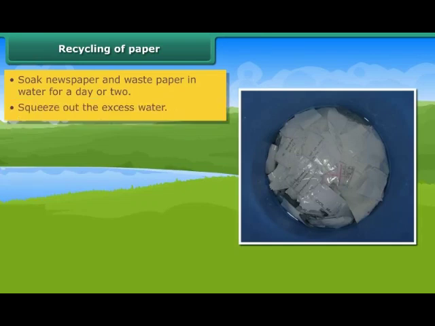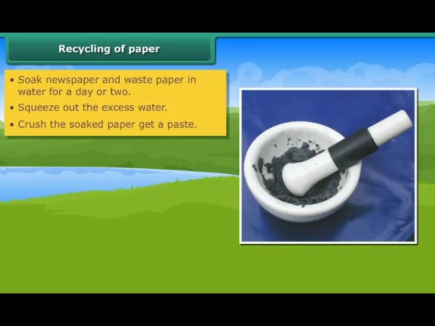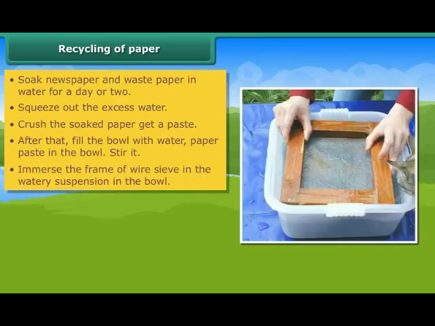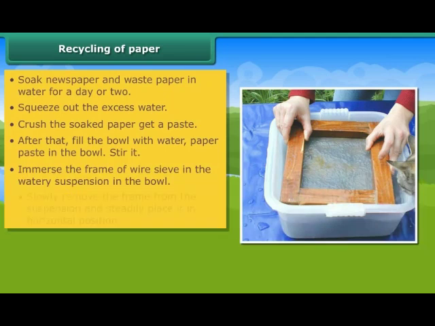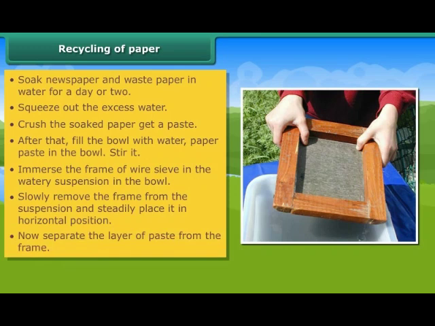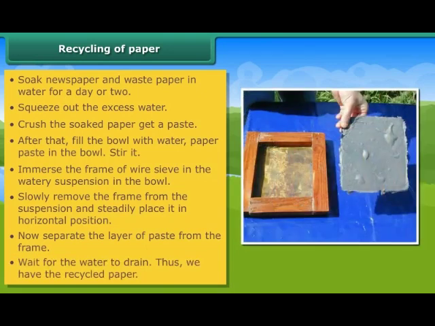Squeeze out the excess water. Crush the soaked paper to get a paste. After that, fill the bowl with water. Add the paper waste to the bowl. Stir it. Immerse the frame of wire sieve in the watery suspension in the bowl. Slowly remove the frame from the suspension and steadily place it in a horizontal position. Now separate the layer of paste from the frame. Wait for the water to drain. Thus we have the recycled paper.